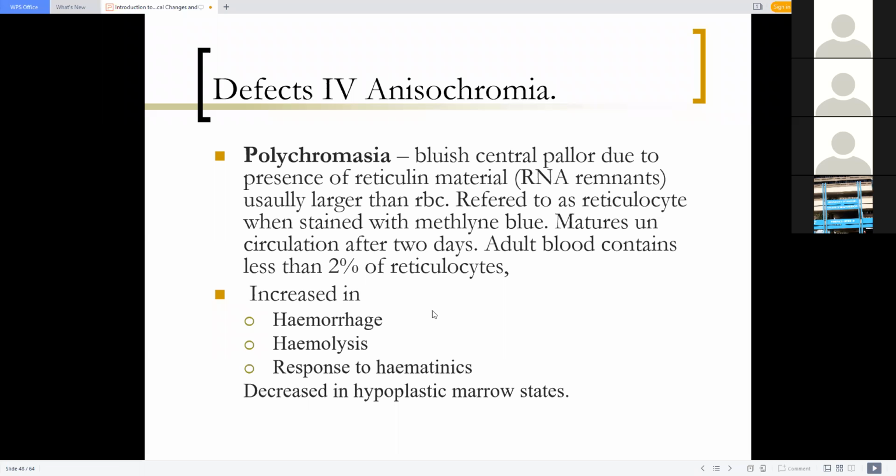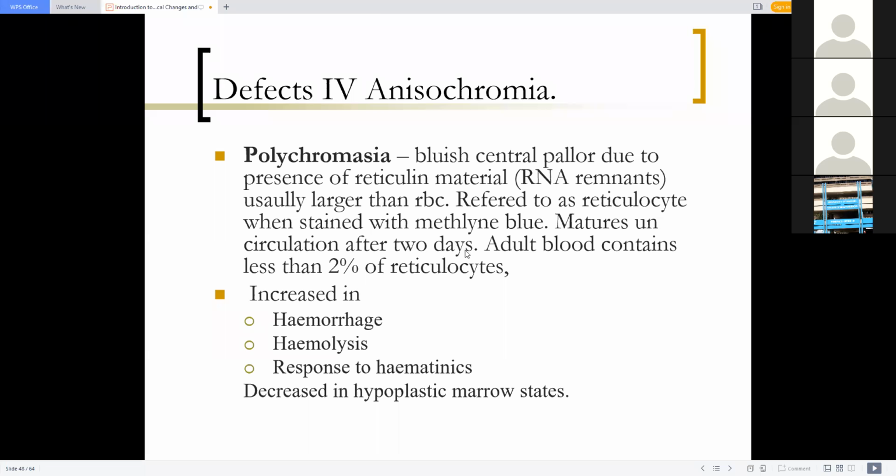All right, so polychromasia is bluish staining of the red cell because of the presence of reticulin material or RNA material. All right. And these cells are usually young cells that are in peripheral circulation. Can be normal, a small percentage, about 2% of red cells circulate as reticulocytes, but they can be increased even to 4, 5, 6, 7, 10% or 11% in certain disease conditions, all right? Where now you get a lot of these polychromatic cells circulating.